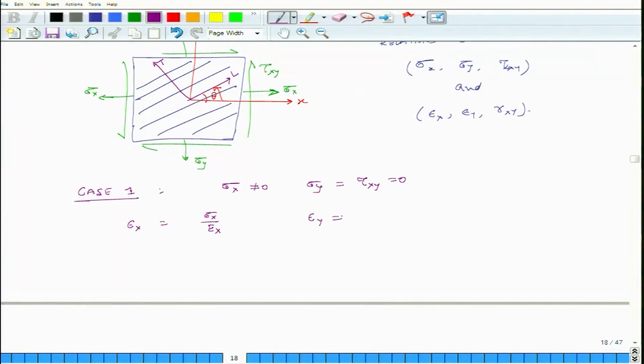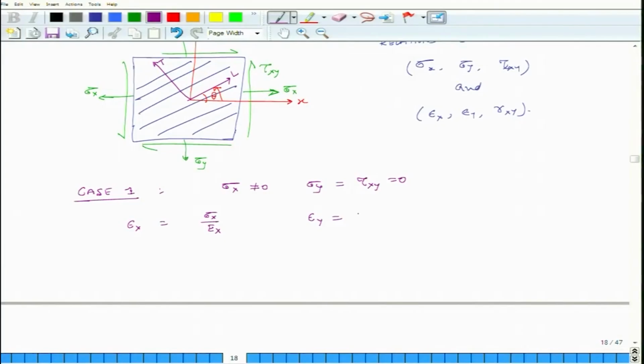Epsilon y, so when I pull it, it will also become slimmer, and so it will exhibit Poisson strain. And what is Poisson strain? Minus nu x y, first index x which indicates the direction of the external load, second index y which indicates the direction of the extensional strain. So, nu x y times sigma x by E x, because this is nothing but epsilon x.